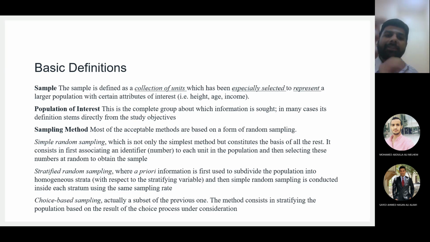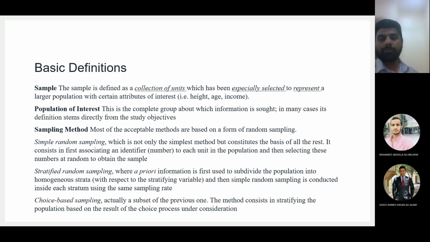Each of these units has certain attributes which you are observing for them. For example, their height, their age, their income. So for each sample, you are collecting some attributes: the height of the person, the age of the person, the income of the person. That collection of these attributes for some of the units of the population is what we call a sample. You can see some of the terms are underlined here.